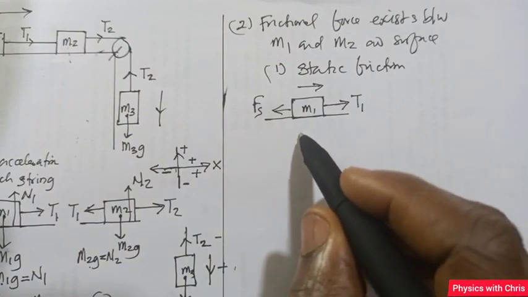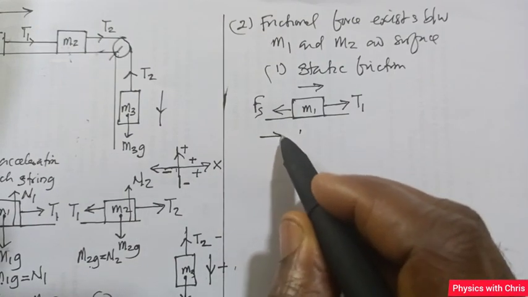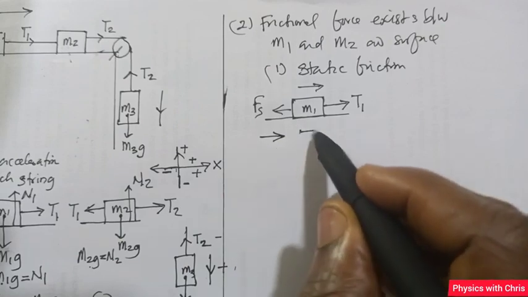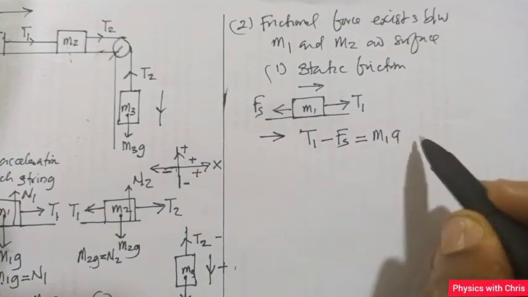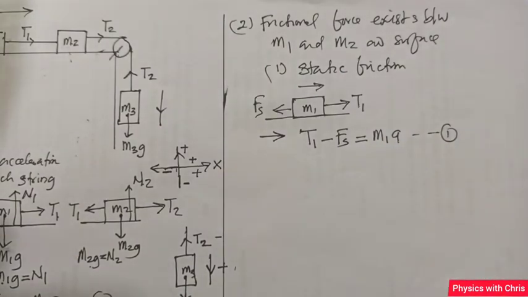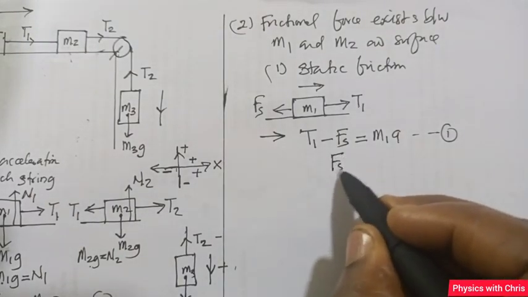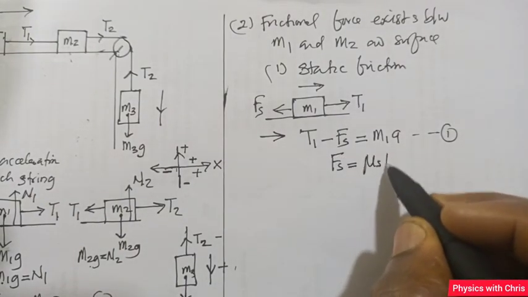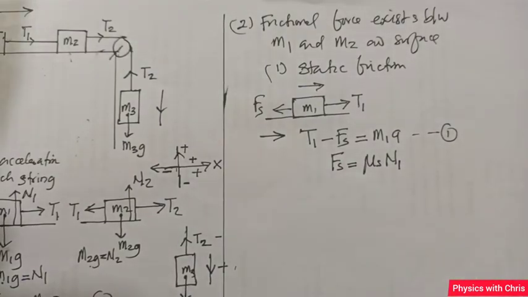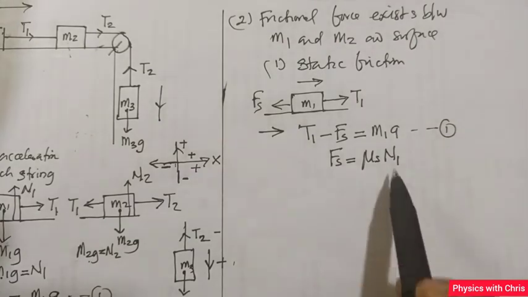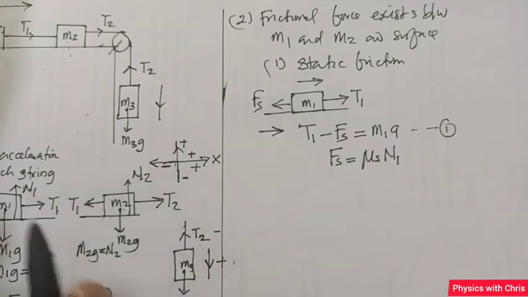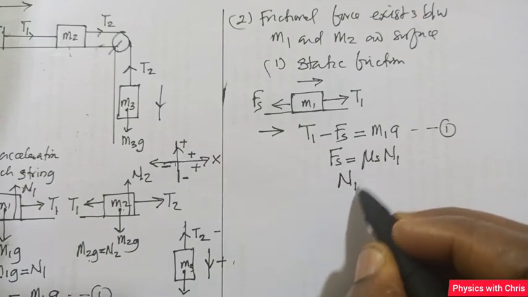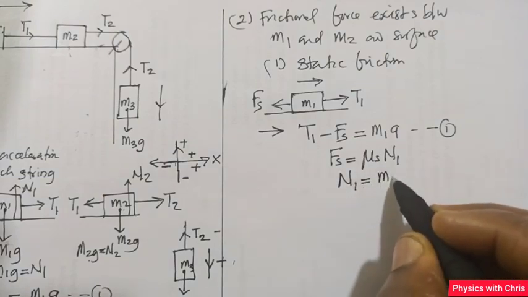And in this case, resolving horizontally, that is applying Newton's second law of motion, I have T1 minus the static frictional force Fs is equal to M1A. I can call this equation 1. That's for block M1. And again, Fs is defined as mu s times normal force N1. I've already told you that N1 here. Why am I using N1? Because as long as M1 and M2 are not the same, the normal forces N1 and N2 will not be the same. All right. And my normal force is equal to the weight of block M1, which is given by M1G.